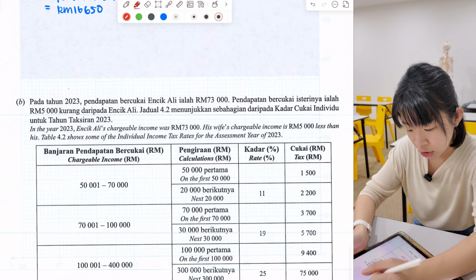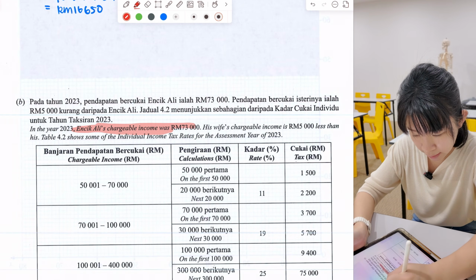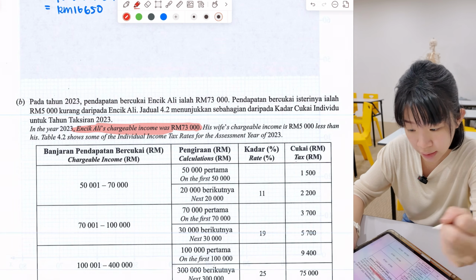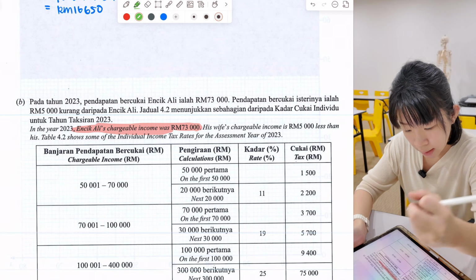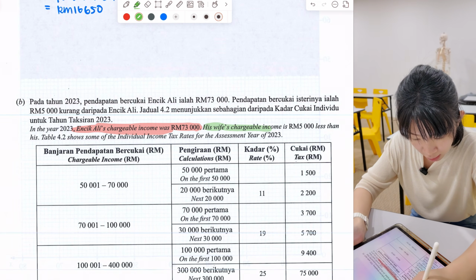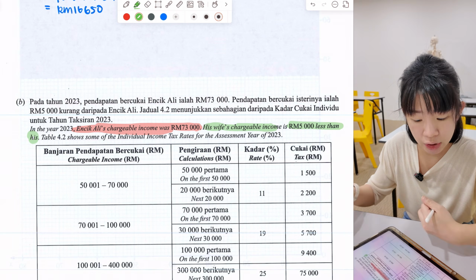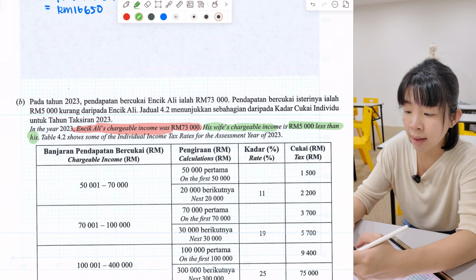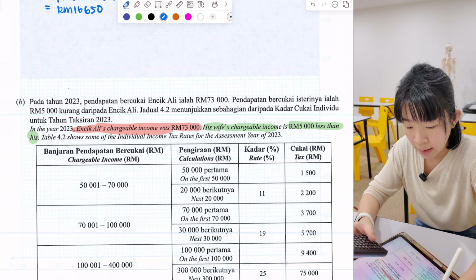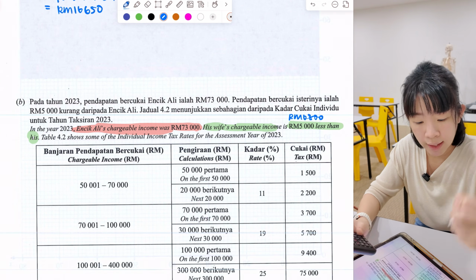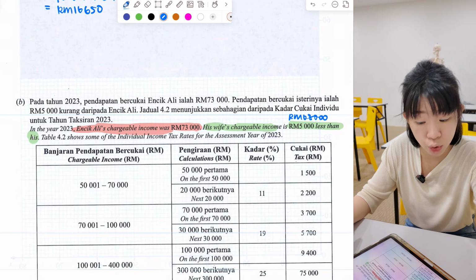Okay, Encik Ali's chargeable income is 73,000, while his wife's chargeable income is 5,000 lesser than his. So which is how much? 73,000 minus 5,000, so the wife will be 68,000. Chargeable income, pendapatan bercukai.